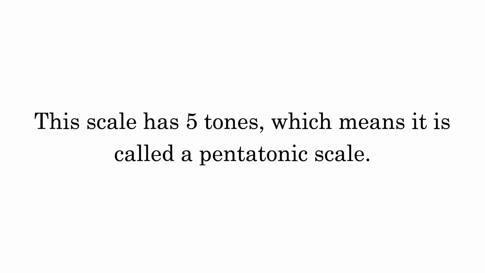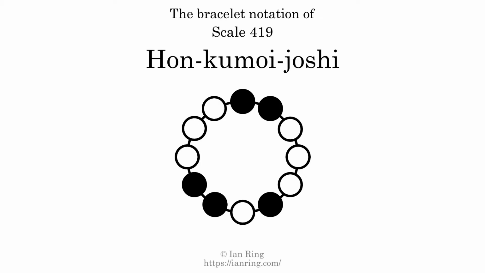This scale has 5 tones, which means it is called a pentatonic scale. This is a bracelet notation diagram of scale 419. The shaded circles represent tones that appear in the scale, and they are read clockwise, starting at the top.